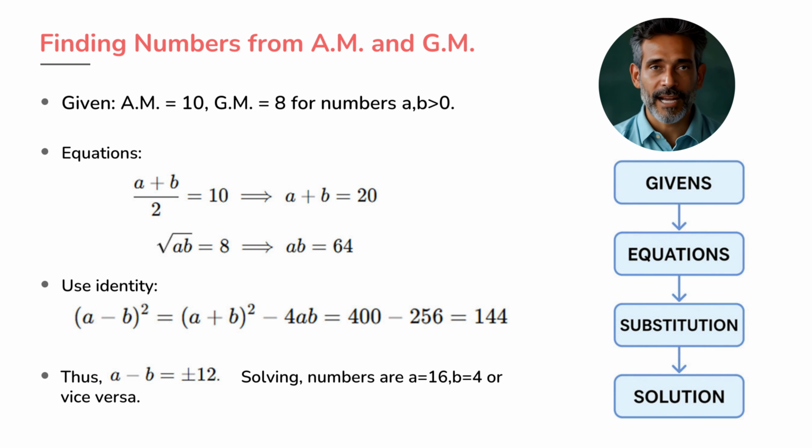Step 3. Use the identity (a minus b) squared equals (a plus b) squared minus 4ab. Substituting, we get 400 minus 256 equals 144. So, a minus b equals plus or minus 12. Step 4. Solve the system. With a plus b equals 20 and a minus b equals 12, we get a equals 16, b equals 4. If a minus b equals negative 12, we get a equals 4, b equals 16. So, the two numbers are 16 and 4, or 4 and 16. Done. Notice how both numbers are determined directly from A and G, unique up to order.